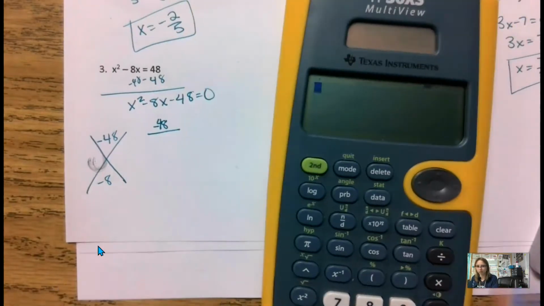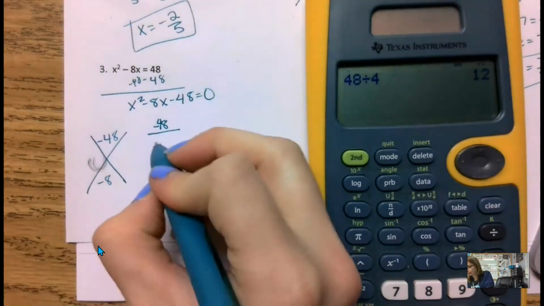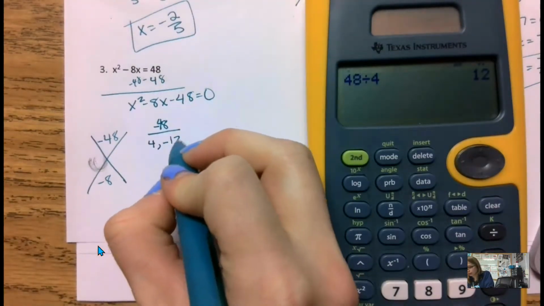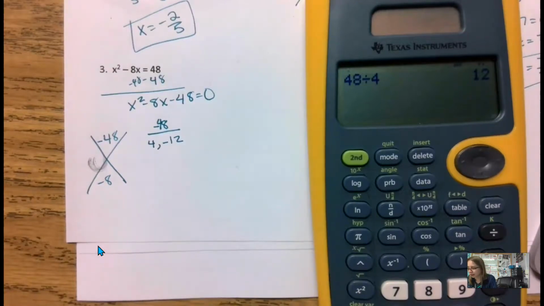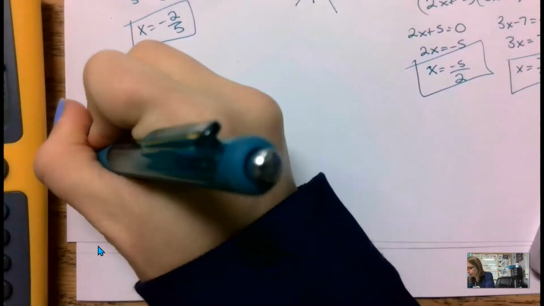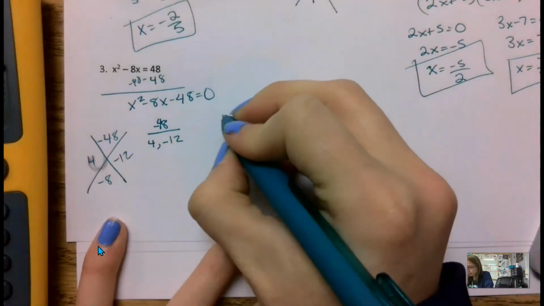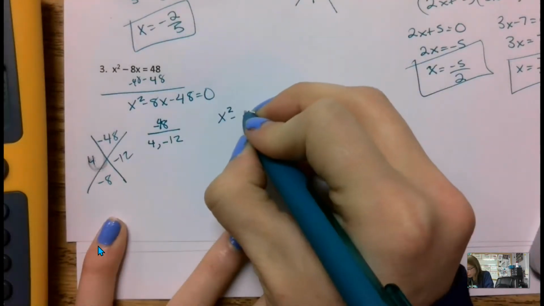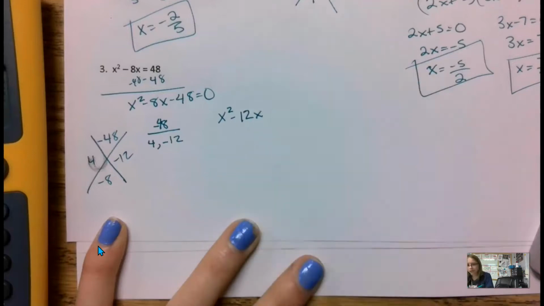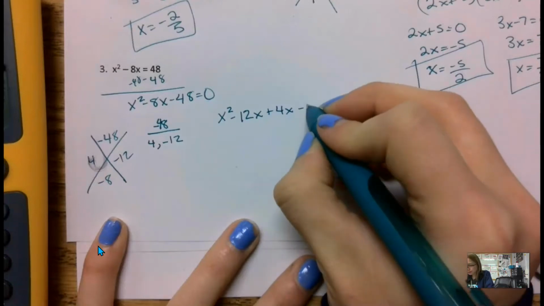Alright, so I'm going to take 48 and I'm going to divide by 4 first, just because that was the first number to come to my head. So then I would end up with 4 comma negative 12, and that actually happens to be the pair that worked. So I lucked out and found my pair right away. So now we will just factor completely. I'm going to put the negative 12x first, so then I don't have a negative third term.